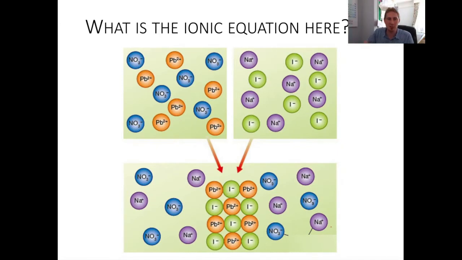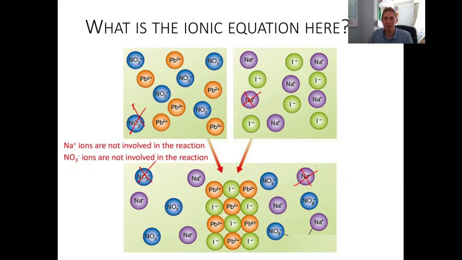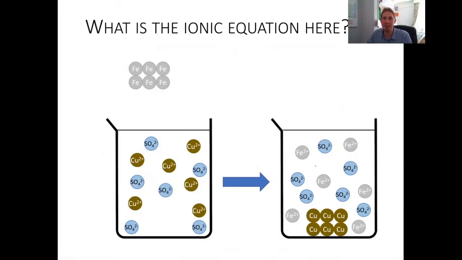Well, hopefully you realise that the nitrate ions are doing absolutely nothing. Ditto, the sodium ions are doing absolutely nothing. What is happening is that the lead ions in orange are interacting with the iodide ions in green and forming a solid. Here's another example.